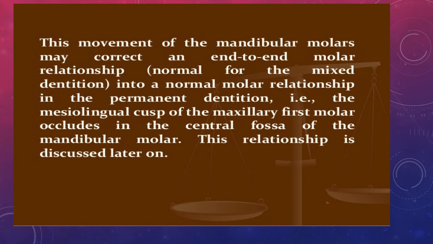In the normal molar relationship in the permanent dentition, the mesiolingual cusp of the maxillary first molar occludes in the central fossa of the mandibular molars. This relationship is discussed later on.